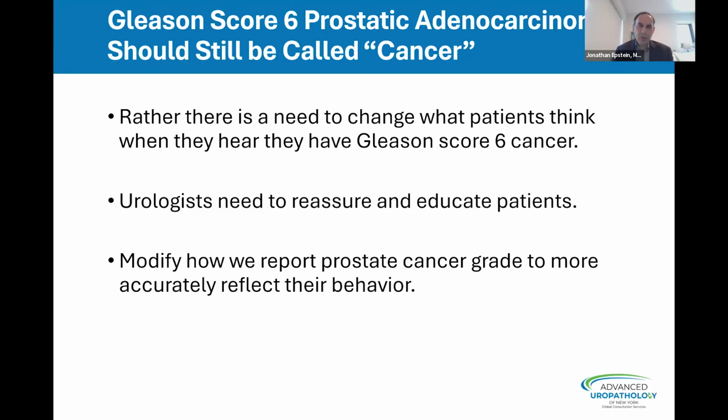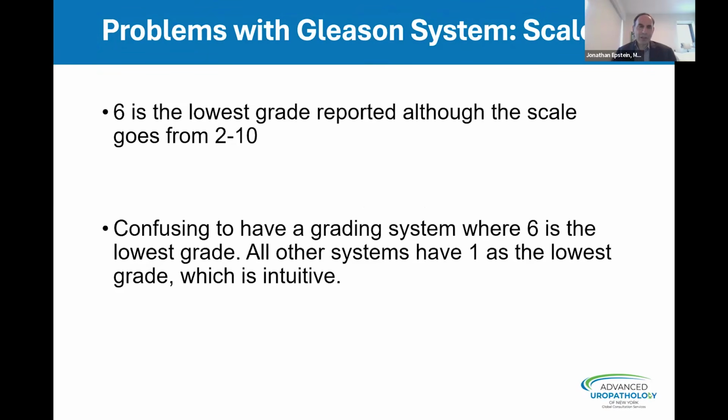But I agree, we have to change what patients think when they hear that they have a Gleason score 6 cancer. And that's mainly up to the urologists. They're kind of the gatekeepers, the first ones to talk to patients when they're diagnosed with prostate cancer. They have to reassure patients, educate patients. But as pathologists, I've been a big proponent to modify how we report prostate cancer to more accurately reflect their behavior. So as I mentioned, currently Gleason 6 is the lowest grade we give to prostate cancer, even though the scale theoretically goes from 2 to 10.